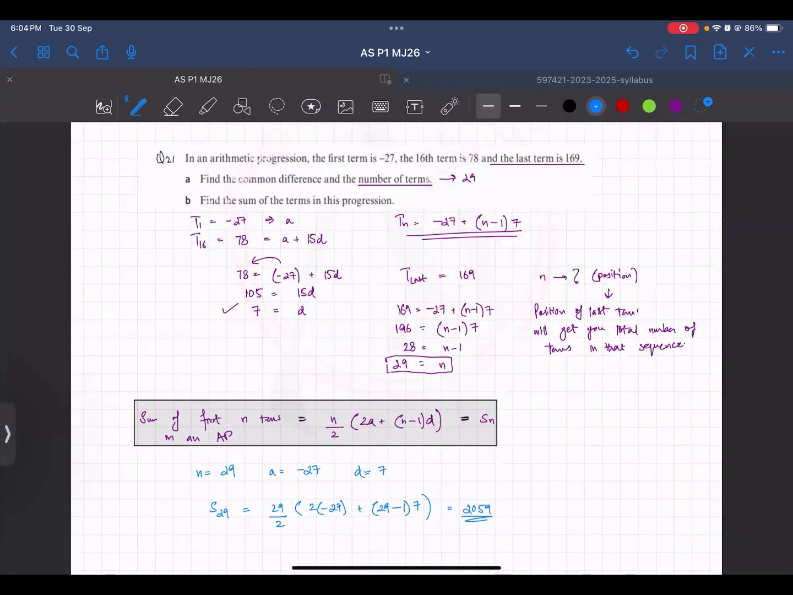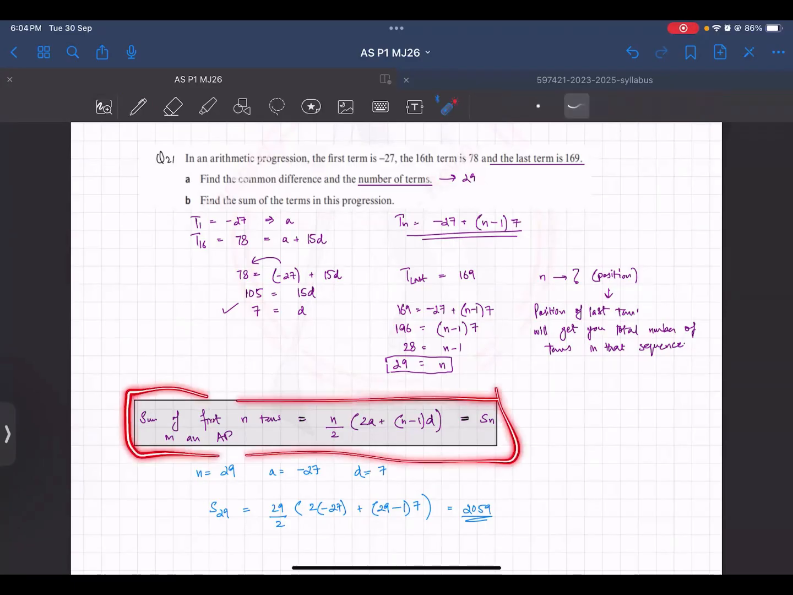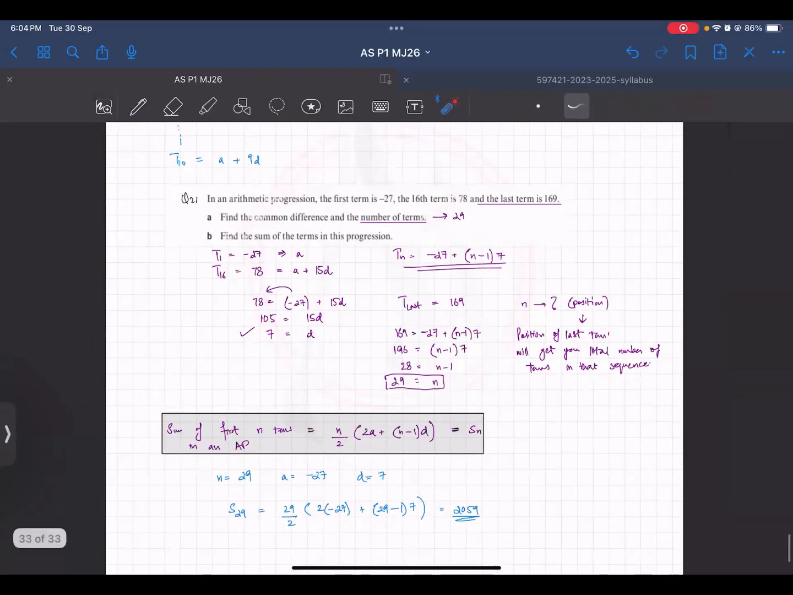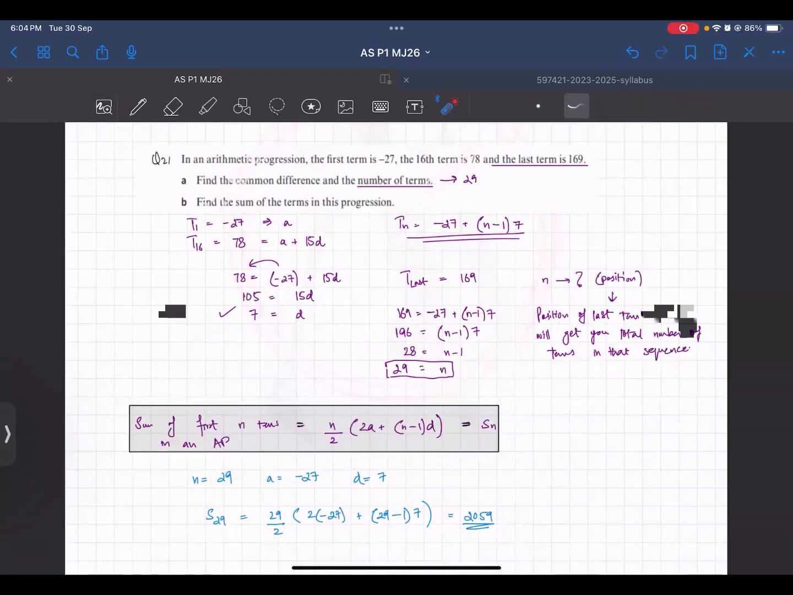Now they can ask you, they will tell you some information regarding this as well. Sum of the first n number of terms, and then you will find an equation using this formula as well, and then you will solve it simultaneously. So all of these things would revolve around these two formulas for AP. This is the sum formula and the nth term formula. Everything will revolve around this. So you have to understand the question properly and then work accordingly. We'll do some more examples on this.